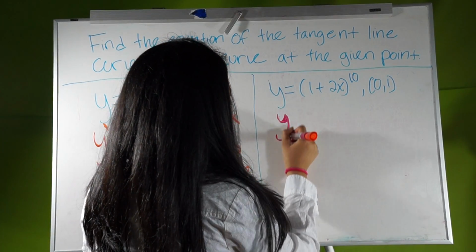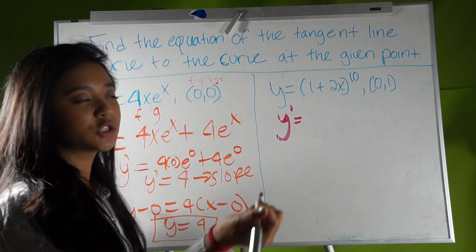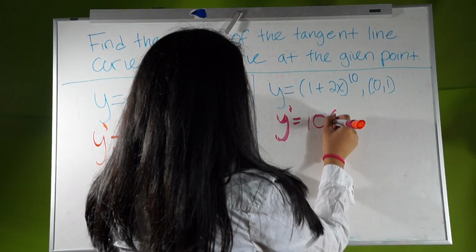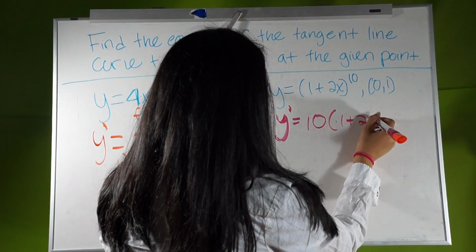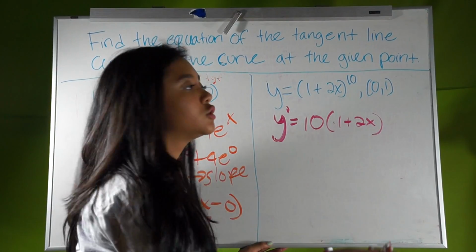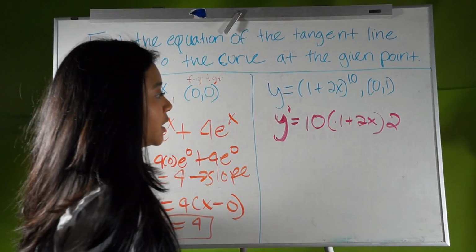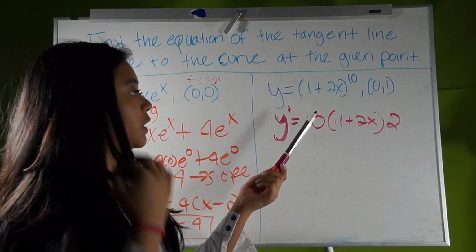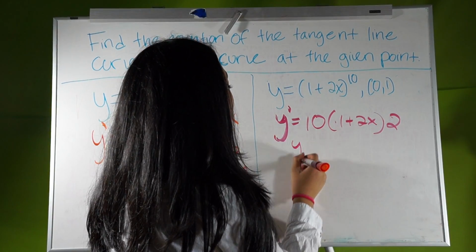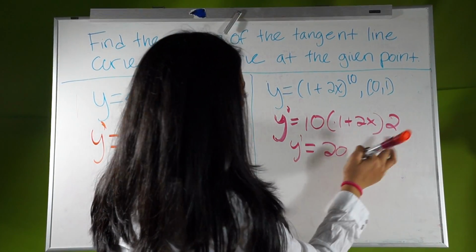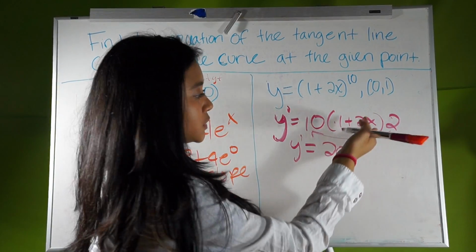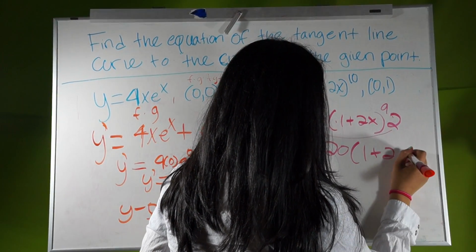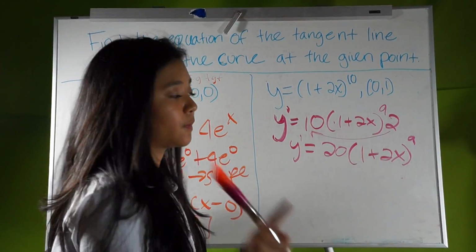So it'll be y prime. Here we're going to do the chain rule, because it's to the 10th power. So 10 times in the front, (1 plus 2x), times the derivative of the inside, which is just 2, because once you derive the inside, 1 goes away because it's a constant. So y prime equals 20 times (1 plus 2x) to the 9th power. Don't forget to the 9th power.